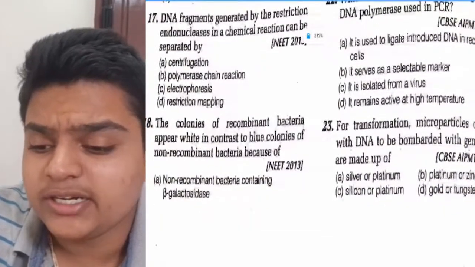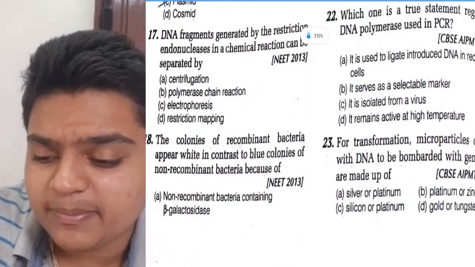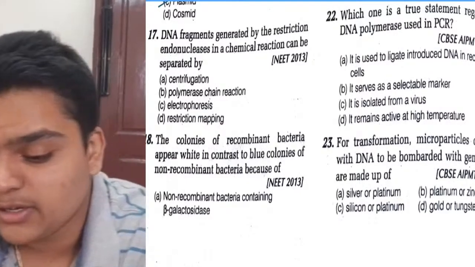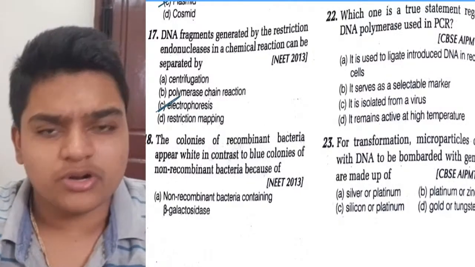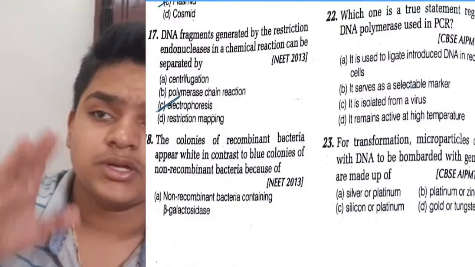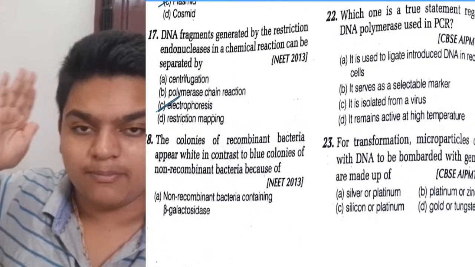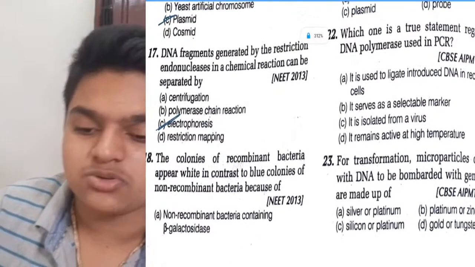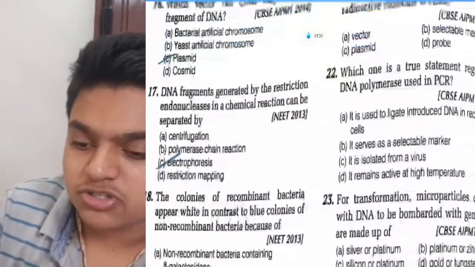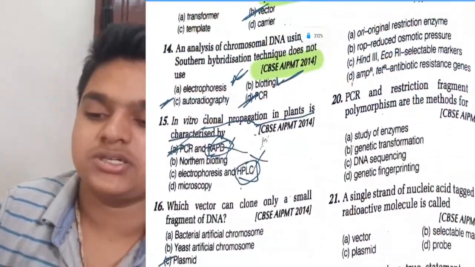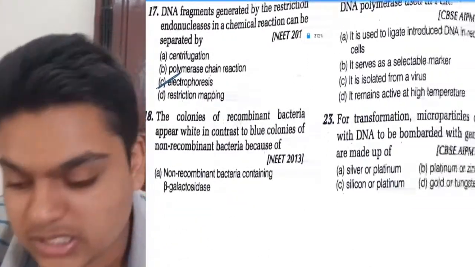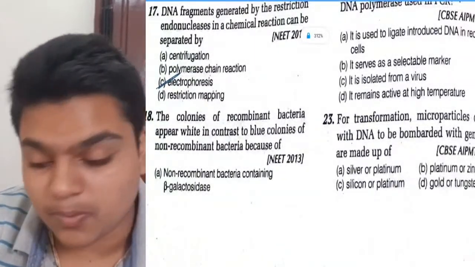Next one, DNA fragments generated by restriction endonucleases in chemical reactions can be separated by... Very easy question. Electrophoresis. Gel electrophoresis. On the past page also we have some 3 questions on this, and on this page also we have 2 questions on this, and then this is your 3rd question on this page about gel electrophoresis.